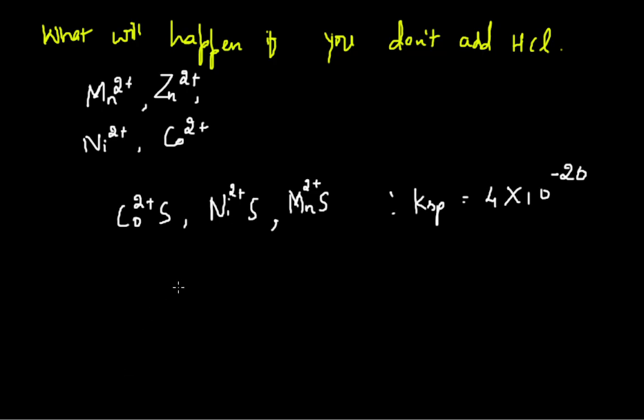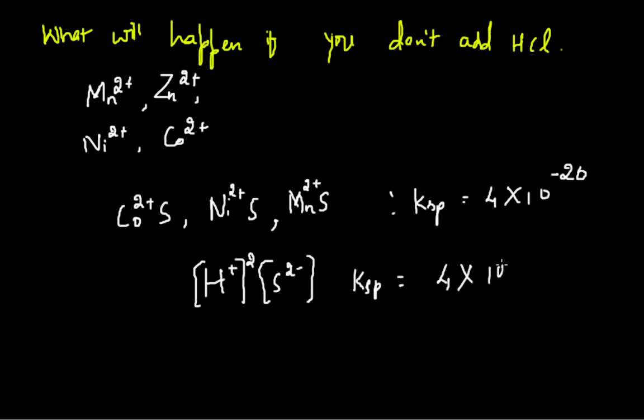So if we don't add HCl, without the addition of HCl, if you take the ionic product of H plus and hydrogen sulfide, just due to hydrogen sulfide, the KSP is around 4 into 10 to the power of minus 10. So which means because these are also lesser than the ionic product of H plus 2 and S2 minus, just the S2 minus, these also will get precipitated.